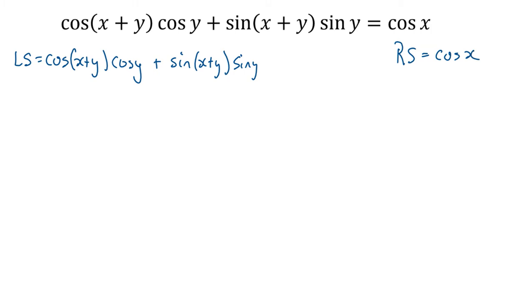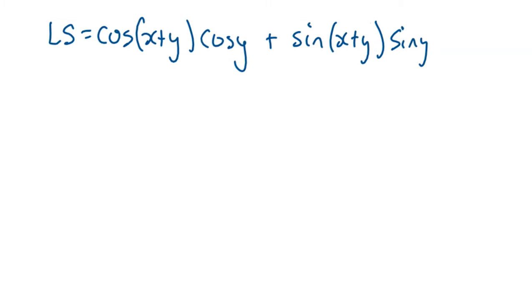So we've already established that we're doing all the work on the left side. I've got compound angles, but on the right side I've got just a single angle. So we're absolutely going to be expanding using the compound angle formula. So this is cos(x+y) times cos y. So I need to keep them in brackets.